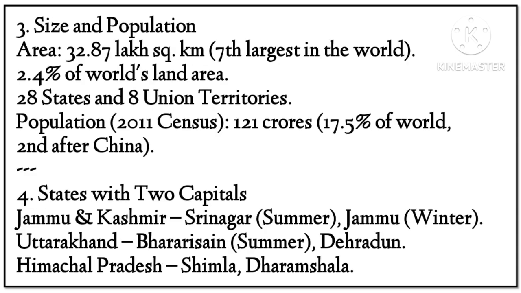Size and population. Area 32.87 lakh square kilometers, 7th largest in the world, 2.4% of the world's land area, 28 states and 8 union territories. Population as per 2011 census: 121 crores, 17.5% of the world, and second after China.